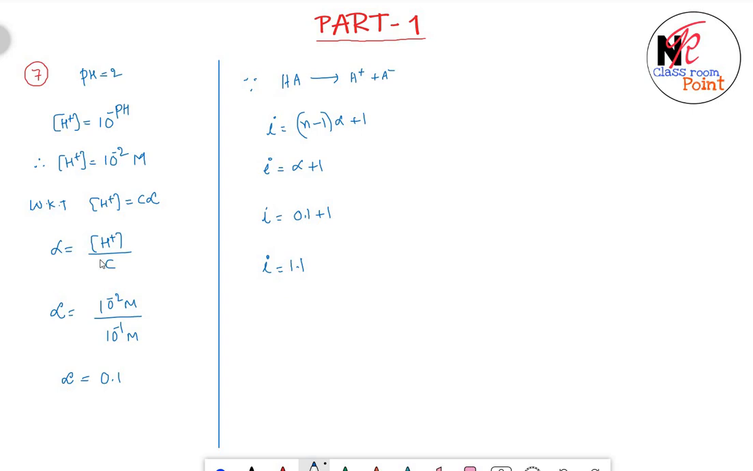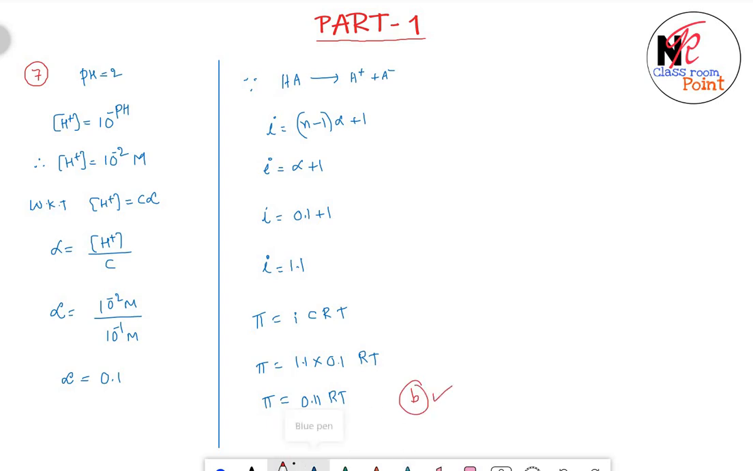So now let's calculate the osmotic pressure. The osmotic pressure formula is pi equals iCRT, and pi equals the i value just calculated, 1.1, into the concentration of the acid. Initially they said 0.1 monobasic acid, 0.1 molarity. RT value is not given, so it equals 0.11 RT. So option B is correct.